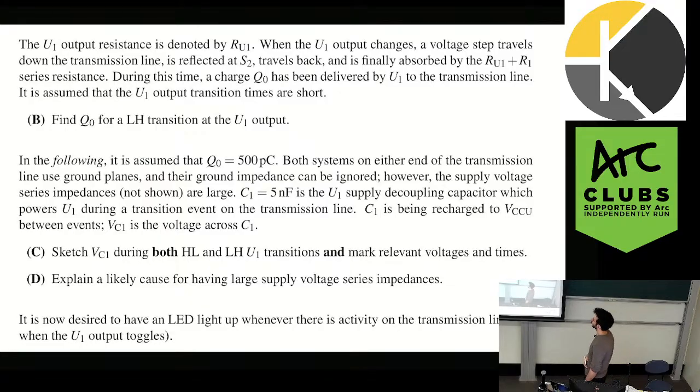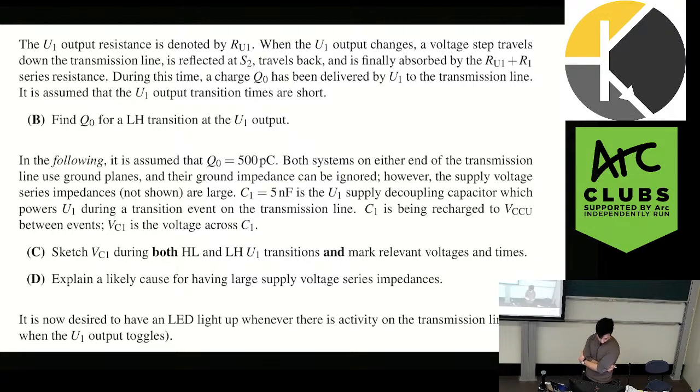C1 is 5 nanofarads. U1 is the supply decoupling capacitor, which powers U1 during a transition event on the transmission line. C1 is being recharged to VCCU between events. Yeah, it's a lot of words. So essentially it just wants us to sketch the voltages during the transition.